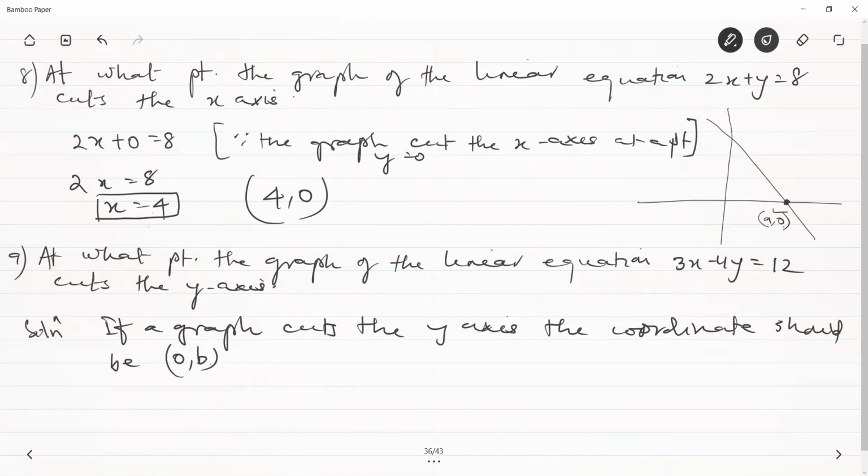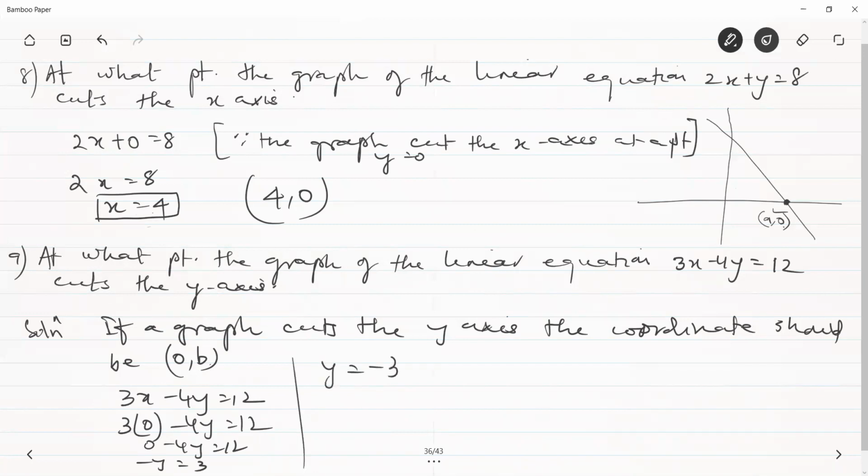So where will you put 0 in this equation? You will have to put it in place of x. So what is the equation? 3x minus 4y is equal to 12. So 3 into 0 minus 4y is equal to 12. So 0 minus 4y is equal to 12, minus y is equal to 3 and y is equal to minus 3. So at what point does it cut the y-axis? At 0, minus 3. It cuts the y-axis.